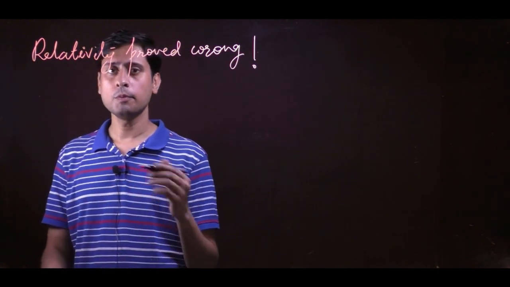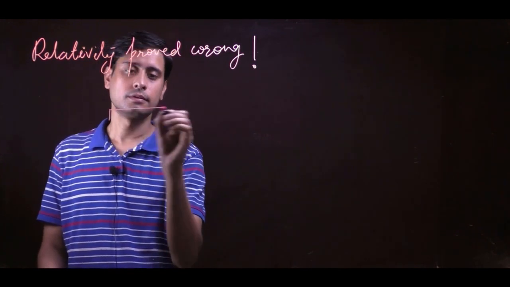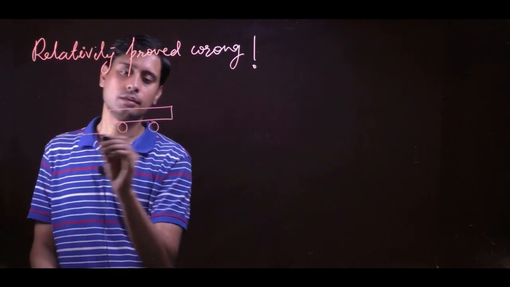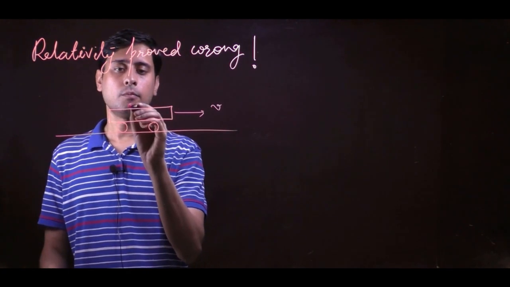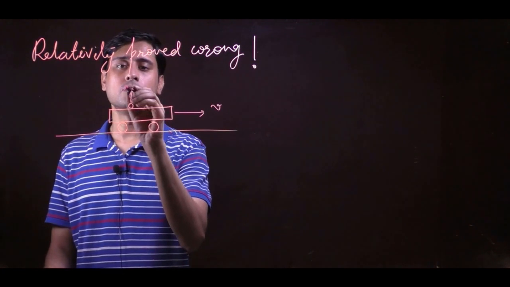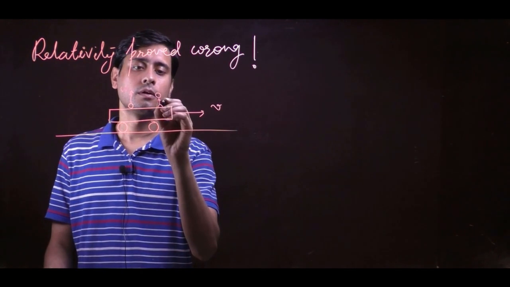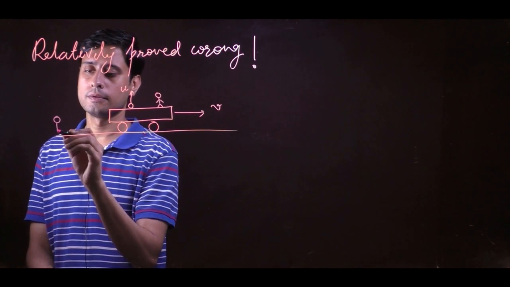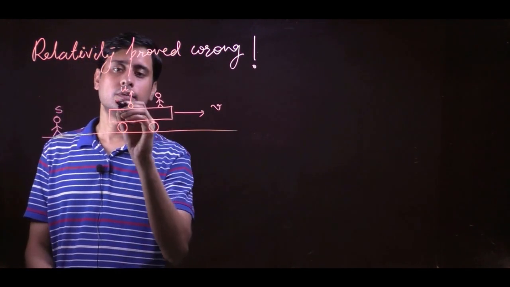So before that, let's take a case of a cart. This cart is moving in a straight line with some speed v, and there is a ball on this cart which has been thrown with some speed u. Now there is an observer here and there is an observer here, who is at rest with respect to the ground. This is S and this frame is S prime.